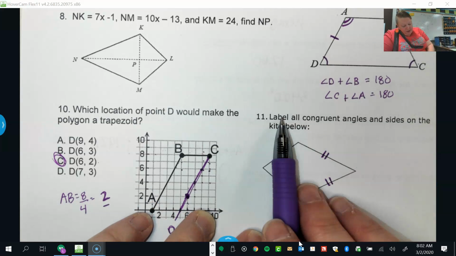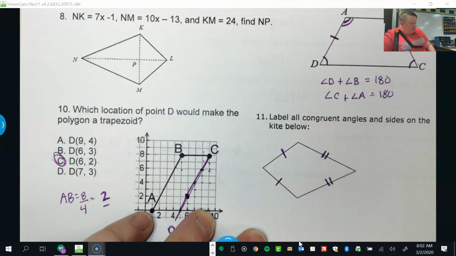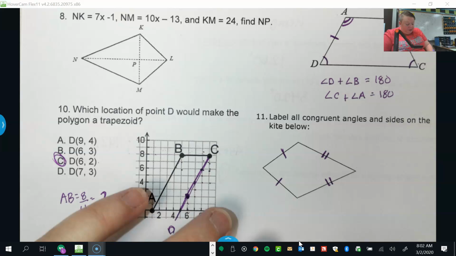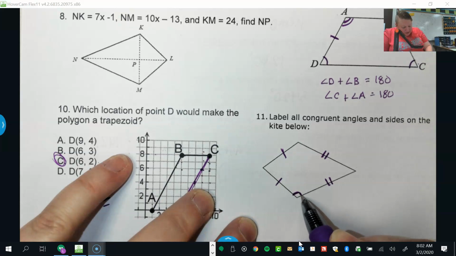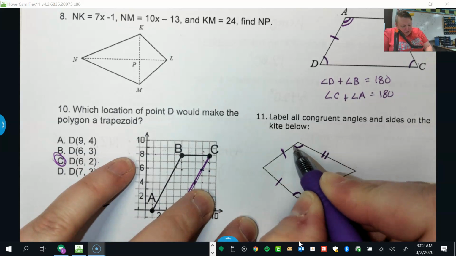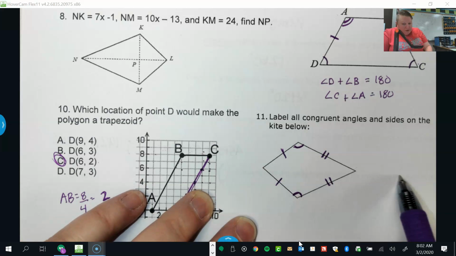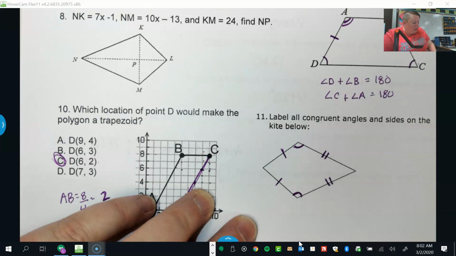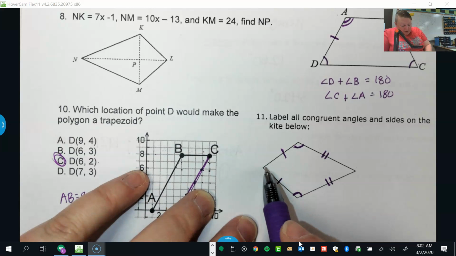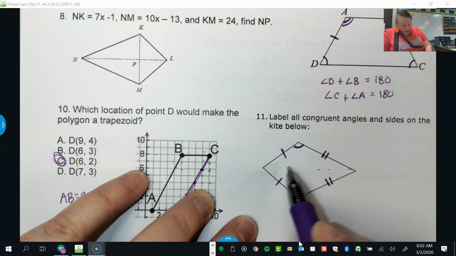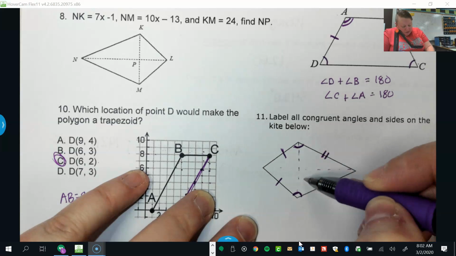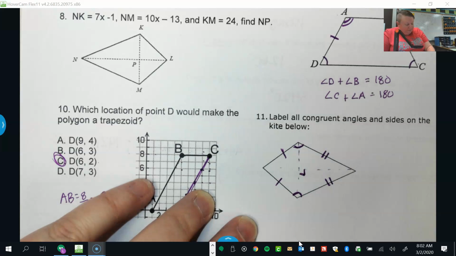All right, label all congruent angles and sides on the kite below. 1 pair of opposite angles are congruent. That's the pair that end up on top of each other when you fold along this line of symmetry here. Remember, each kite has 1 line of symmetry. The diagonals are perpendicular. I don't have those drawn in, but if I had a diagonal, this would be a right angle.